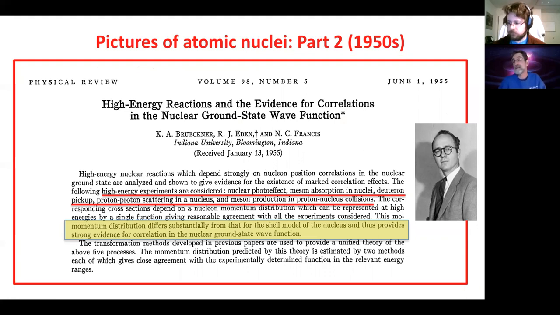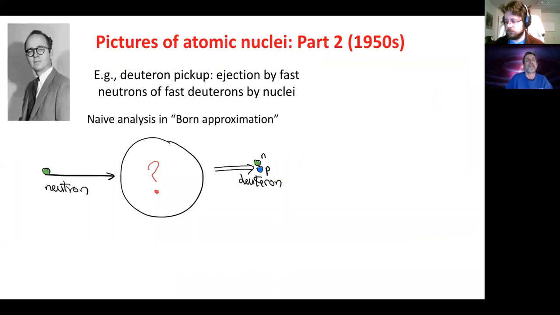That just means the probability to find protons and neutrons with different momenta. Okay, so moving really fast in there or moving slow, and that's a property of the wave function. So why did they think that? So let's make a little picture here. The question mark here is to say, what is the picture of the nucleus now? The experiment is called deuteron pickup, one of the experiments.